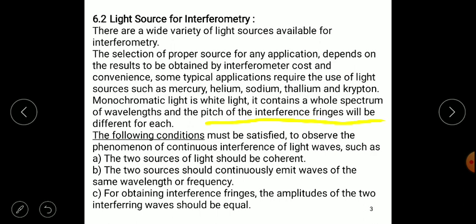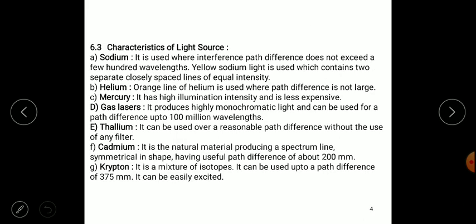The following conditions should be satisfied. The first is that the two light sources should be coherent. The second is that the two sources should continuously emit light waves of the same wavelength and the same frequency. This is most important. And for obtaining interference fringes, the amplitudes of the two interfering waves should be equal. These are the conditions for using this light source.